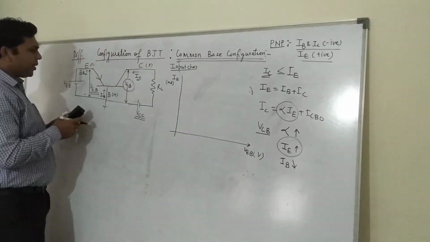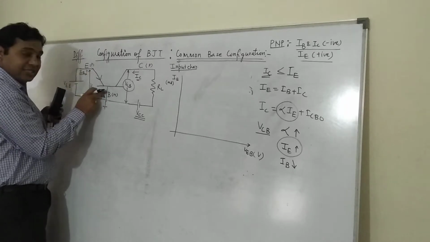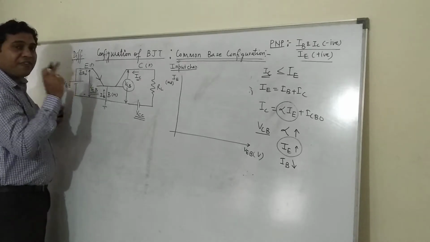Now it's very simple because on the input side you have a P and an N, so it is basically a PN junction diode, and you have biased it in forward bias.